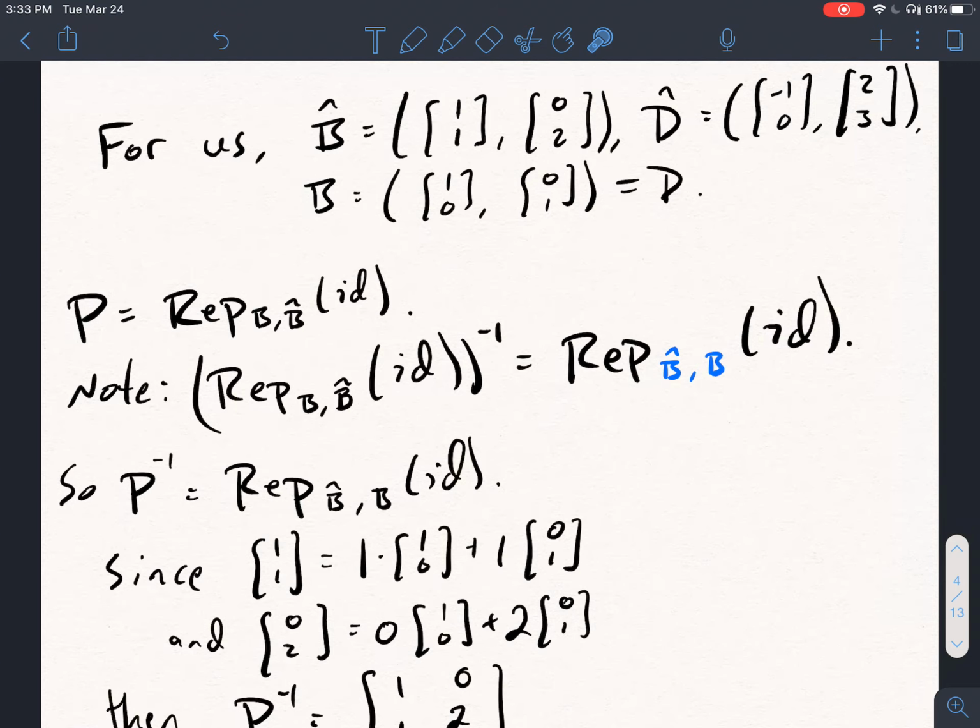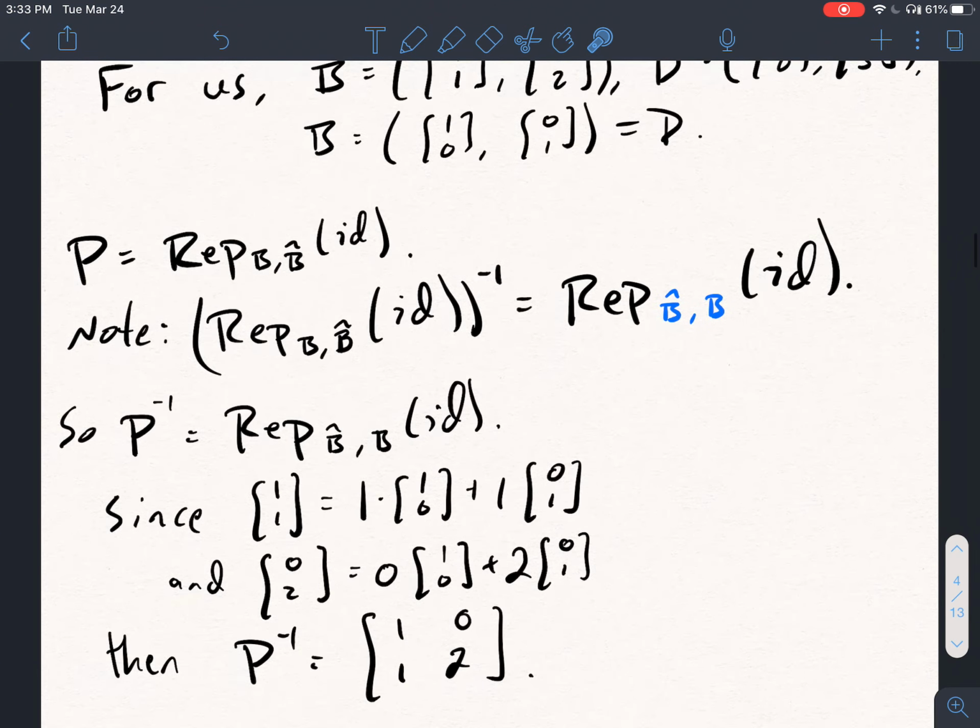And so our representation of the identity with respect to B hat and B is equal to, now I just take these representations and put them into this matrix here. So (1, 1) goes right there, and (0, 2) goes right there.